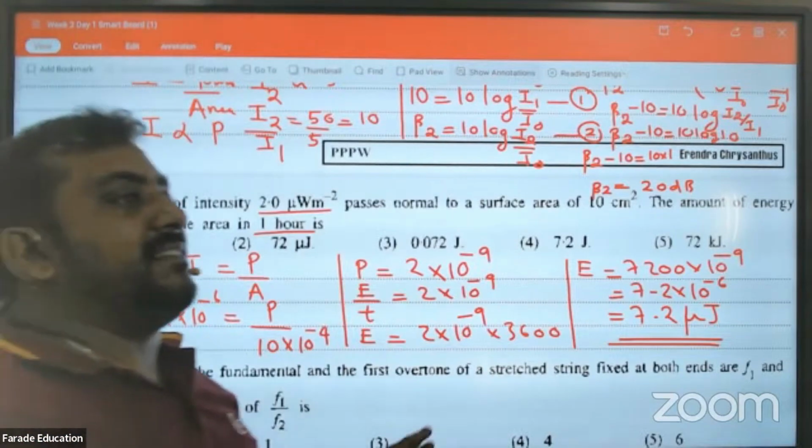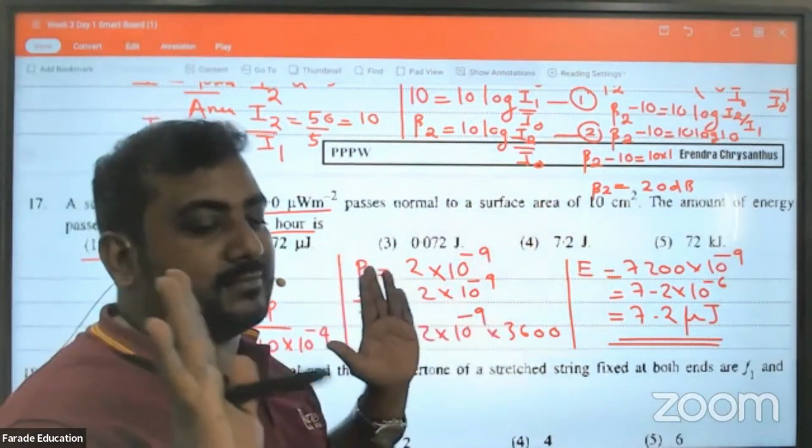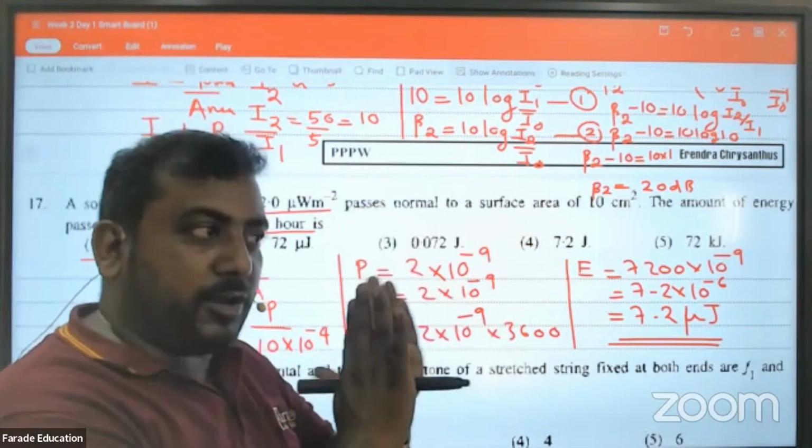Anybody at whatever level, from this source you can learn your theory. And if you jot down the points very carefully, you can do well.